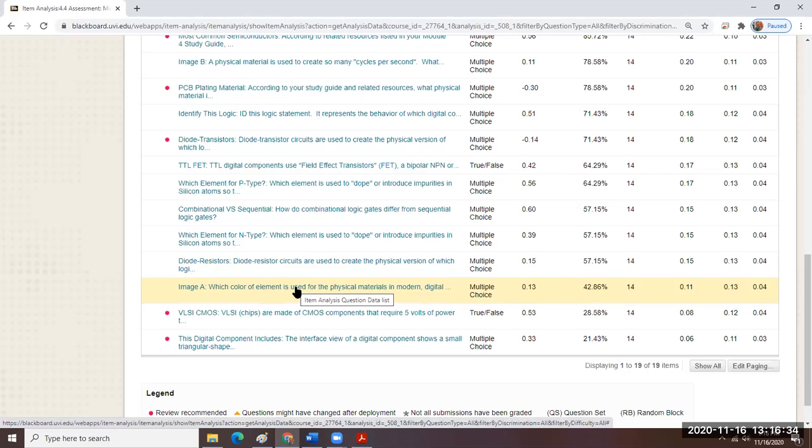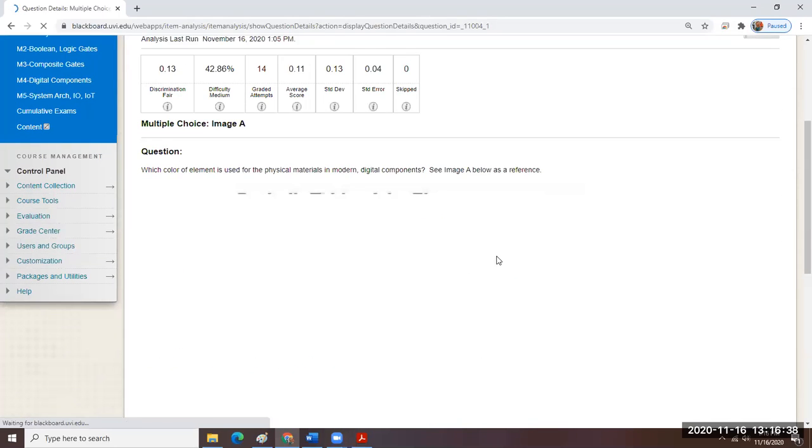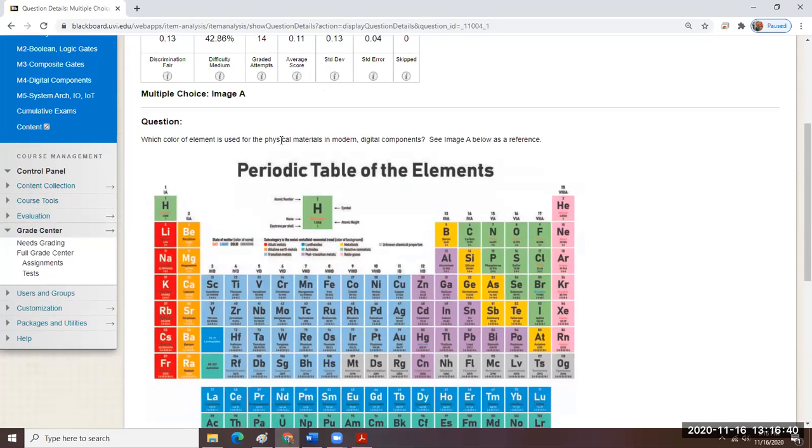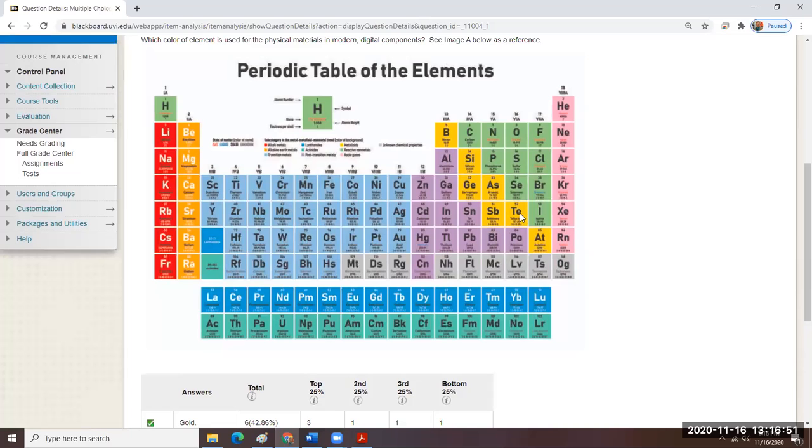All right, next one, multiple choice. Image A. Which color of element is used for the physical materials in modern digital components? See image A below as a reference. So here's the periodic table. The choices that you had were gold. That's the semiconductors here. That's the answer that should have been selected.